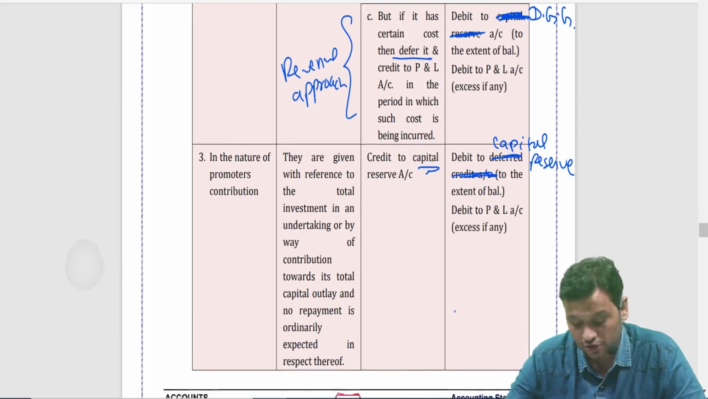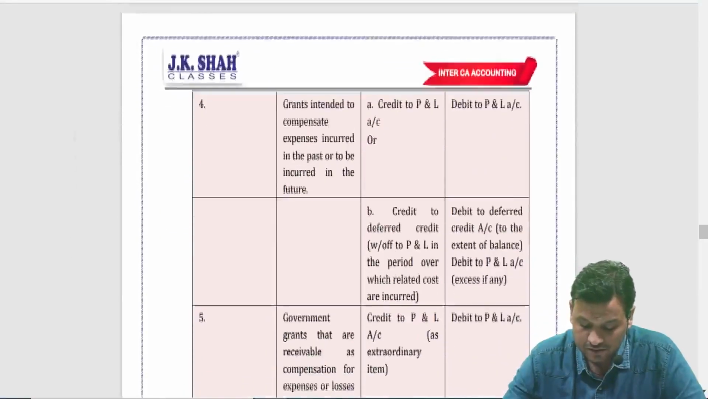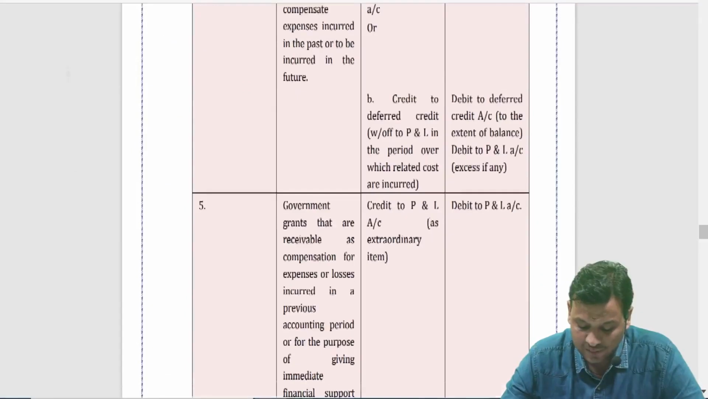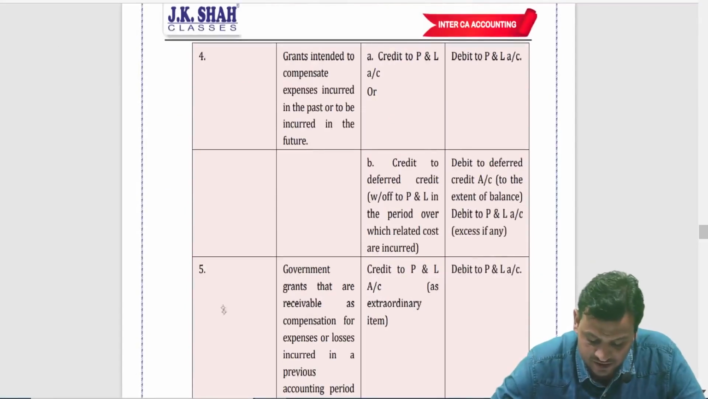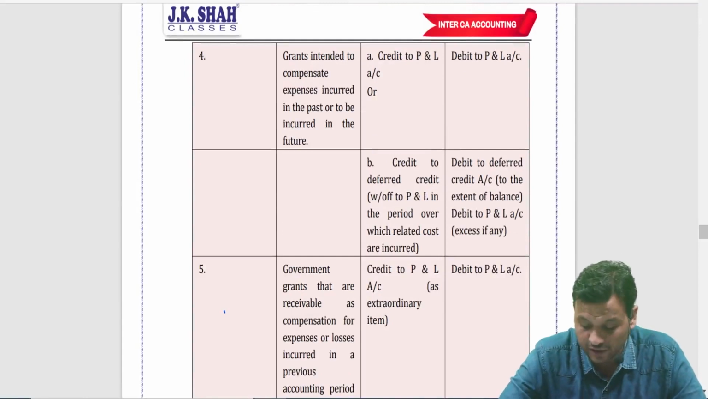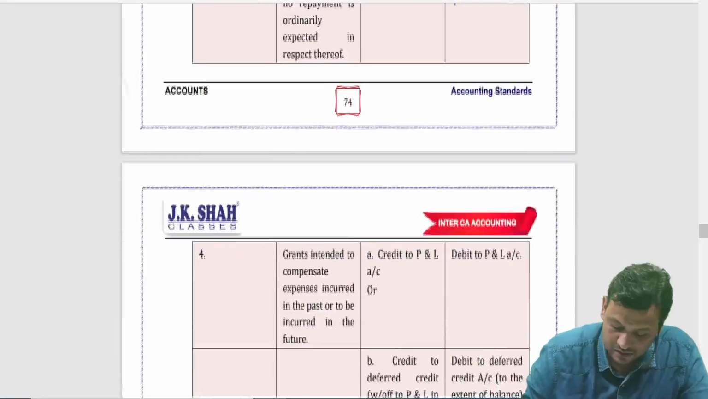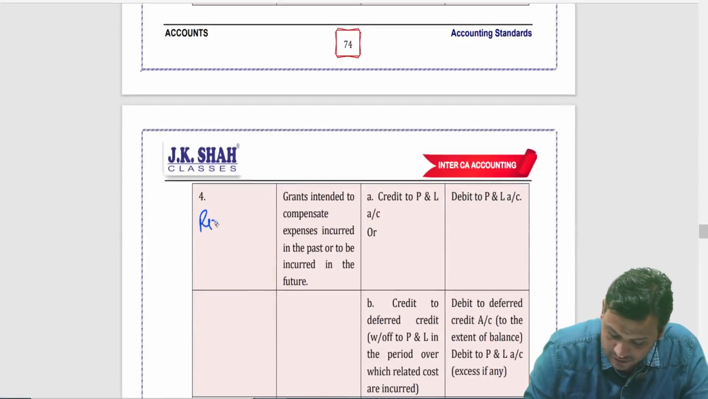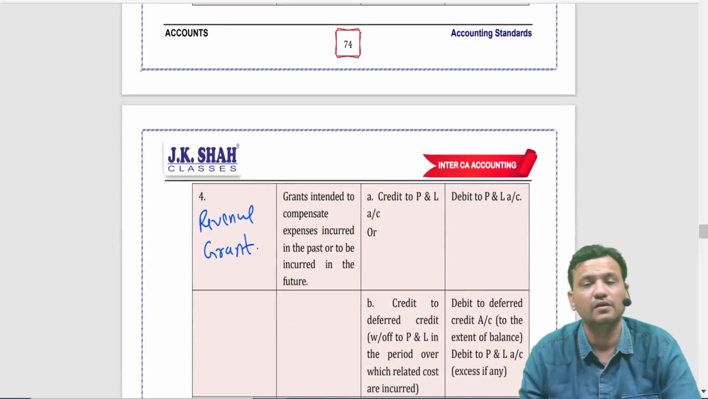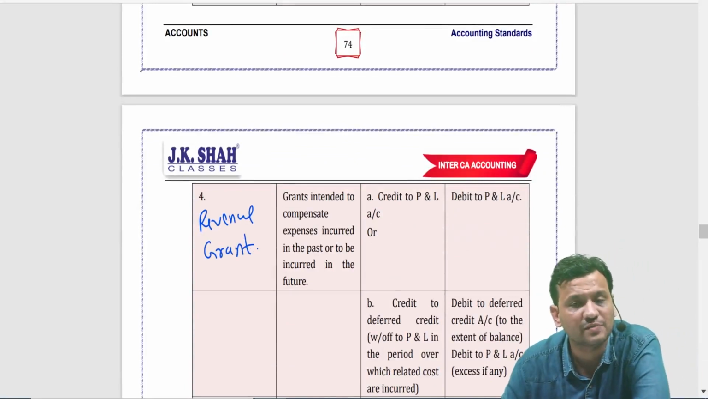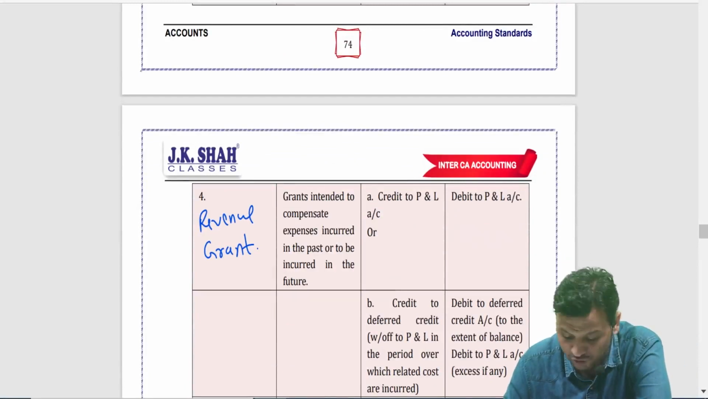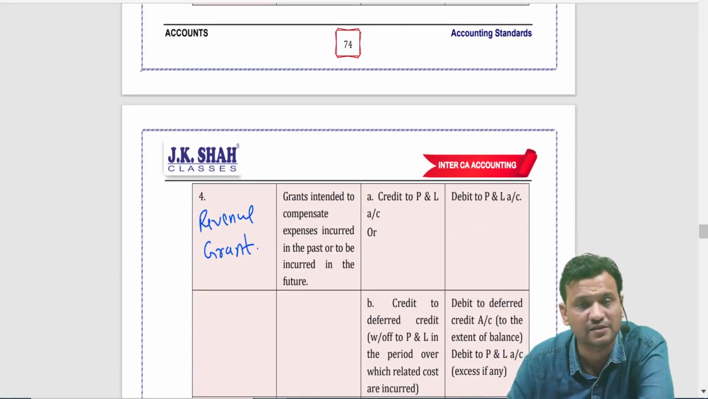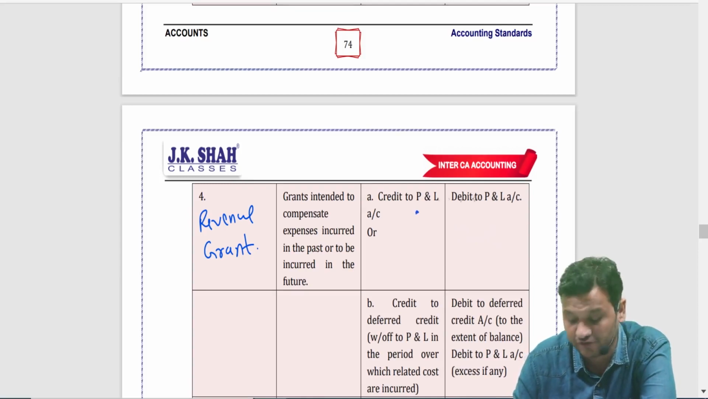This is promoter's contribution. Now friends, for expense loss incurred in previous year, that is fifth, and fourth is nothing but my revenue grant. So fourth is revenue grant. Now what is this revenue grant? Grant is intended to compensate for expense incurred in past or to be incurred in future. Means this year I have incurred the expense, so my entry will be credit to P&L. If there is refund, this is refund part, then debit P&L.